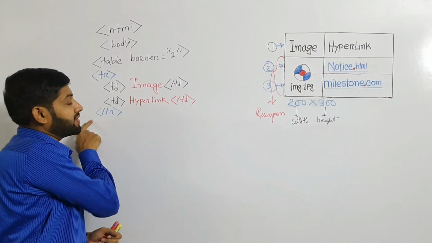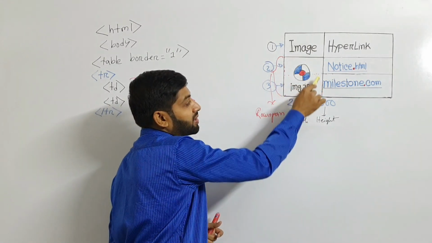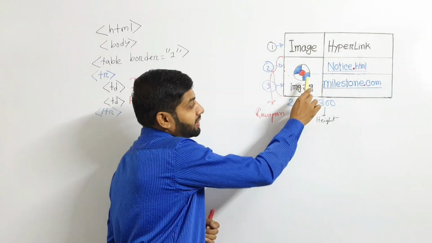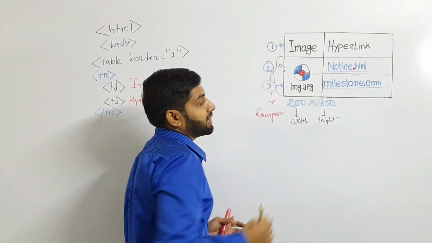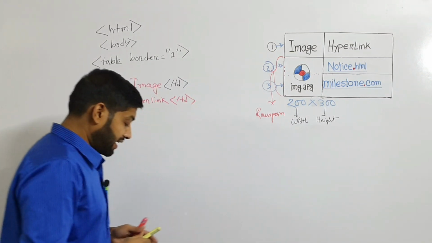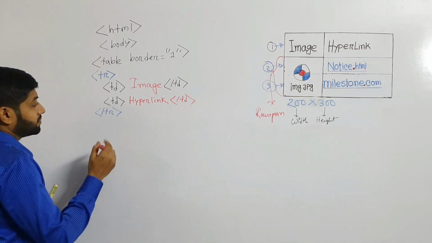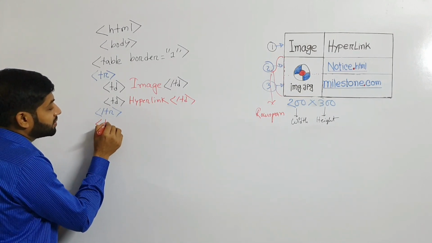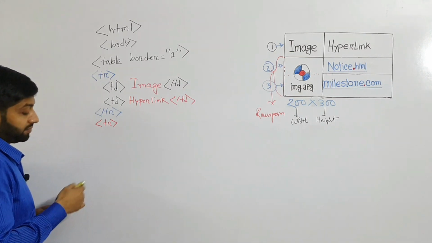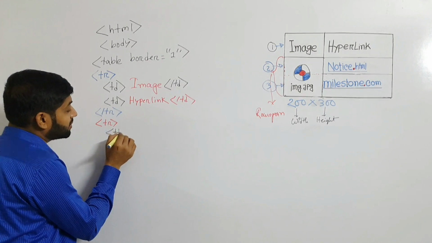This way I am just finishing my first row. You see in my second row this image already consists of 2 rows. That's why I wrote down here rowspan, and notice.html is my second column for this second row. So now again I have to start with tr for my second row. For the second row's first column I have to start again with td.